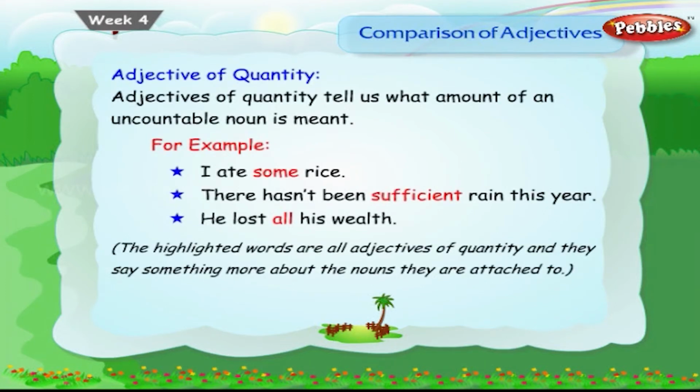Adjective of quantity. Adjectives of quantity tell us what amount of an uncountable noun is meant. For example, I ate some rice. There hasn't been sufficient rain this year. He lost all his wealth.